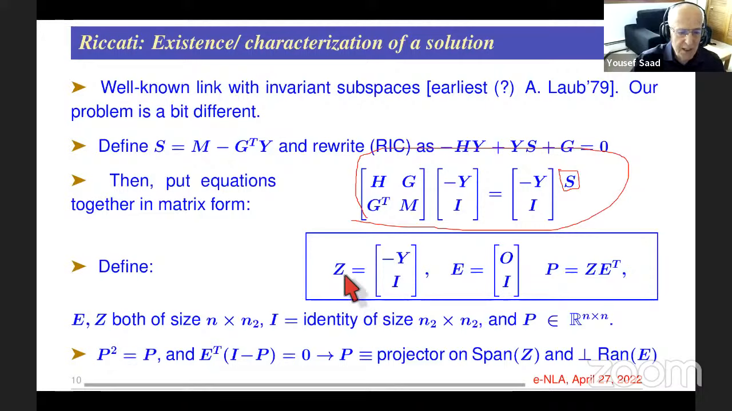So notation, I'm going to call Z this matrix. I'm going to call E this matrix in here, 0, I, so the same shape, but replacing Y by 0. And P is a projector. I don't think it will be coming up too much in the talk, but it's useful in some other contexts. Okay, so these are the things I need to know. Z is of this form.